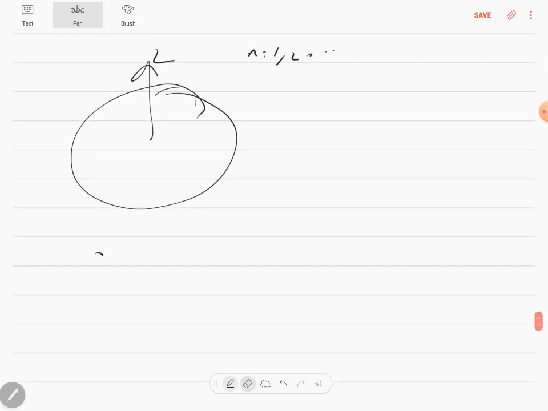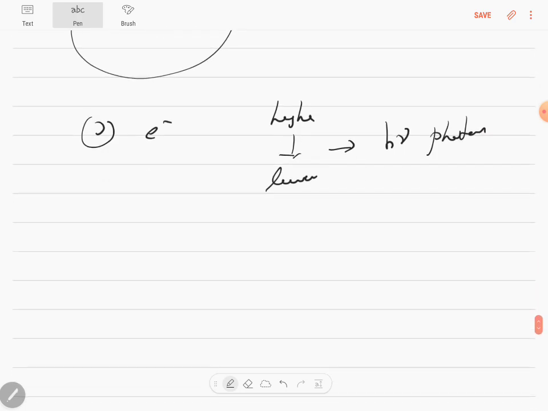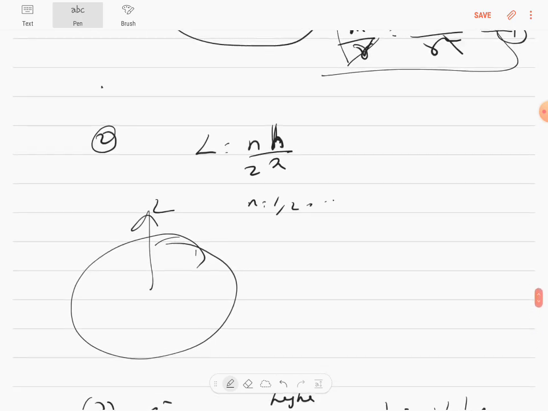The third postulate is that the electron can jump from a higher energy level to a lower energy level by releasing energy in discrete pockets of energy known as quanta or photons. So it can jump from higher energy to lower energy by releasing energy, but to jump from lower to higher, it needs energy. So these are the three postulates of Bohr, very, very important.